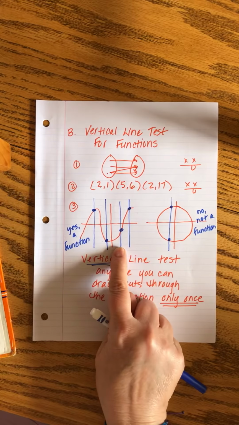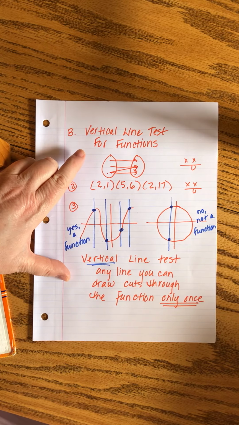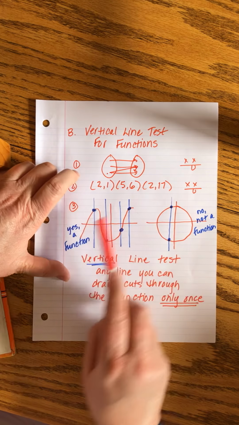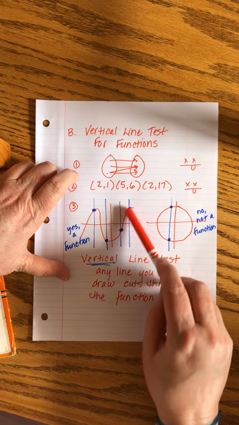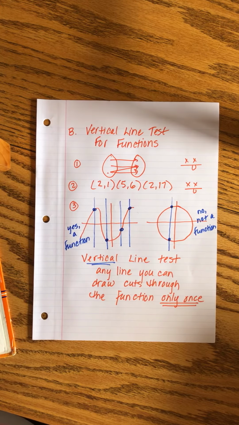So that is now our third method of testing whether a pattern of numbers is a function or not. We have the diagram test, we have the pairs of points test, and now we have the vertical line test, which uses the graph. And again, we don't have to know how to graph it. John is giving us those pictures.